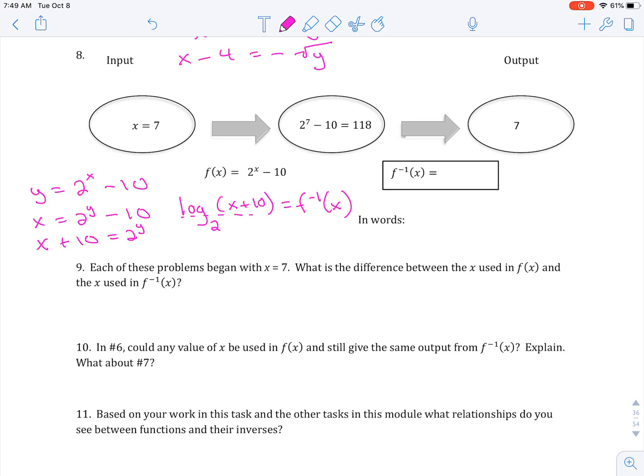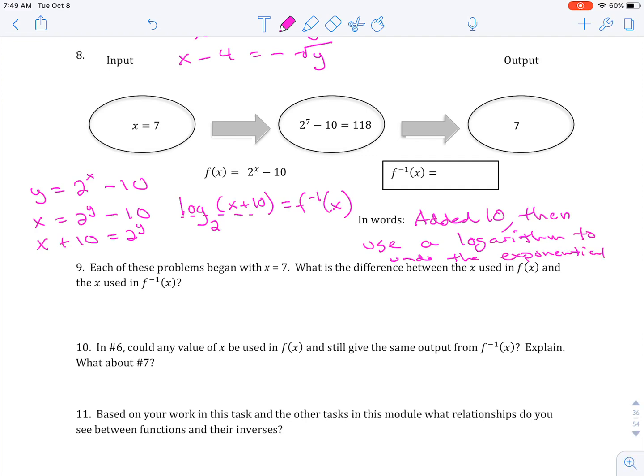So what did we do to both sides there? Well, we added 10, then used a logarithm to undo the exponential.